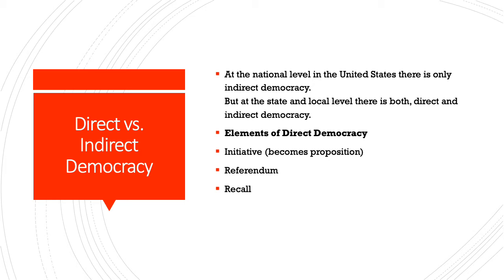Direct democracy is when people can make their own laws. And so at the state level, you do find direct democracy. At the national level, you do not. The founders of the United States Constitution had a deep suspicion of ordinary people, of the common man, and did not want to give ordinary people too much power.